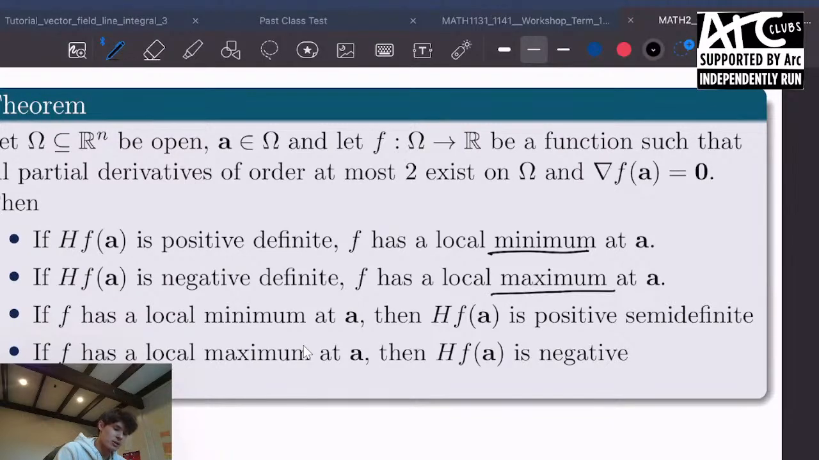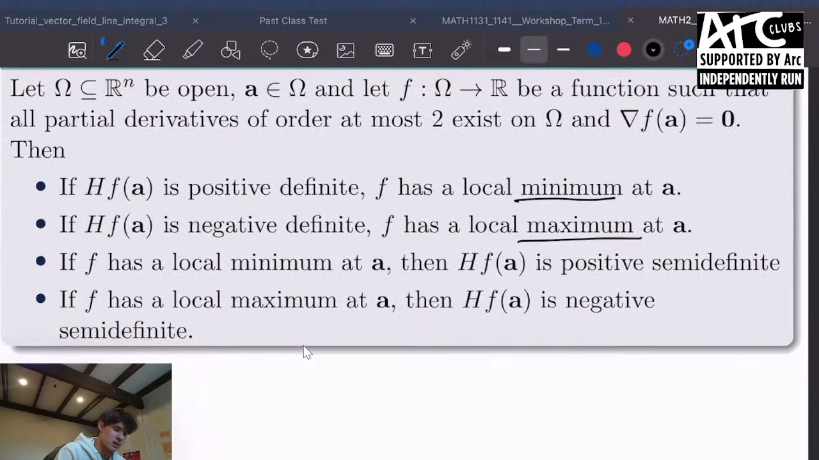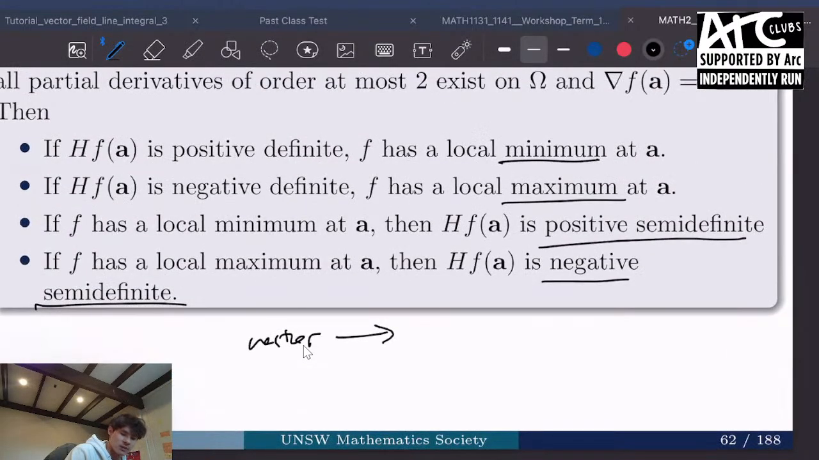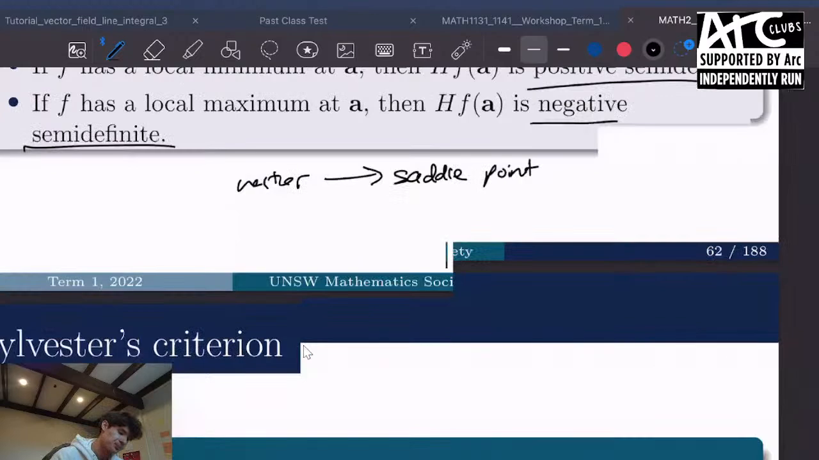Now, we can go backwards. If it's a local min, then all we know is that the Hessian is positive semi-definite. And if it's a local max, then all we know is it's negative semi-definite. If the matrix is neither positive definite nor negative definite, that means we're dealing with a saddle point. Where the matrix doesn't satisfy these properties, we can realize that it's a saddle point and not a local max or min.